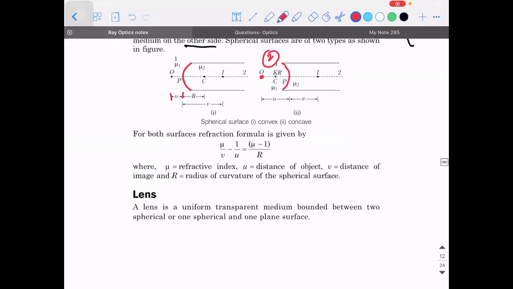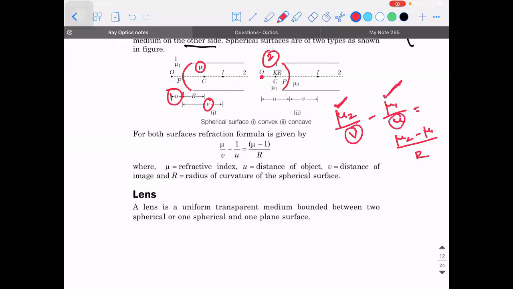Okay. So the formula is mu2 by v minus mu1 divided by u is equal to mu2 minus mu1 divided by r. You have to remember it like this: mu2 is the medium where the image is formed, mu1 is the medium where the object is placed. And you need to remember that sign convention has to be used to solve these problems.